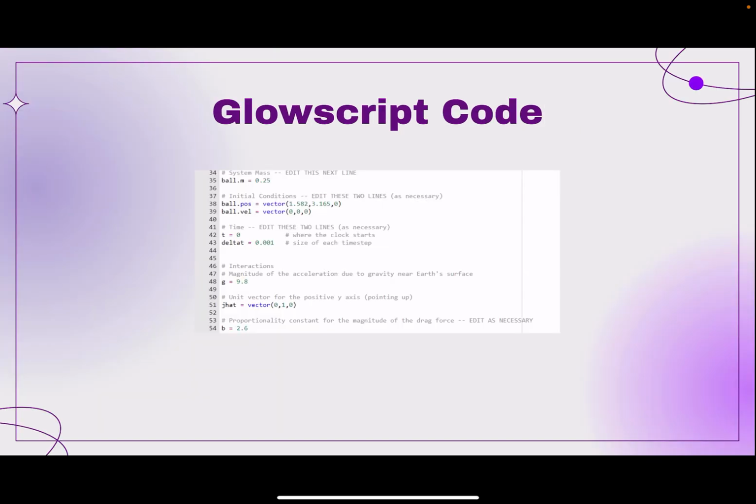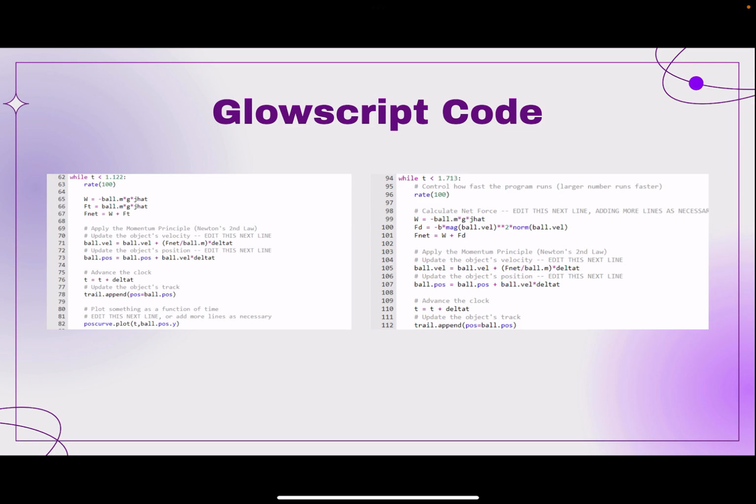Next, I obtained predicted data by creating a computational model in GlowScript that was made through code modified from the starter code provided to us for Lab 2. The mass of the Slinky is 0.25 kilograms, and the initial conditions for position and velocity were obtained from Tracker as previously explained. The initial time is 0, and the gravitational constant g is 9.8 meters per second squared. The proportionality constant was calculated as being 2.6.